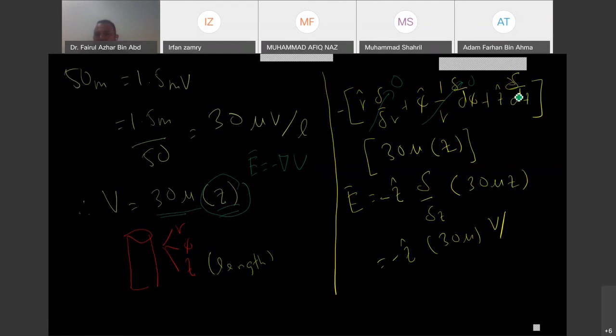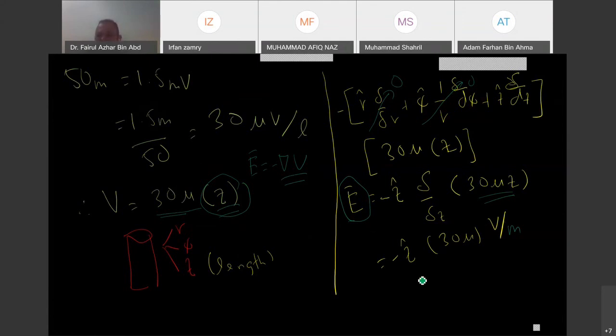So the final expression is E equal to minus Z-hat d over dz of 30 micro Z, because the length of this conductor is a function of Z. If we perform this operation, we get the electric field intensity equal to minus Z-hat 30 micro volt per meter. This is the unit for E.